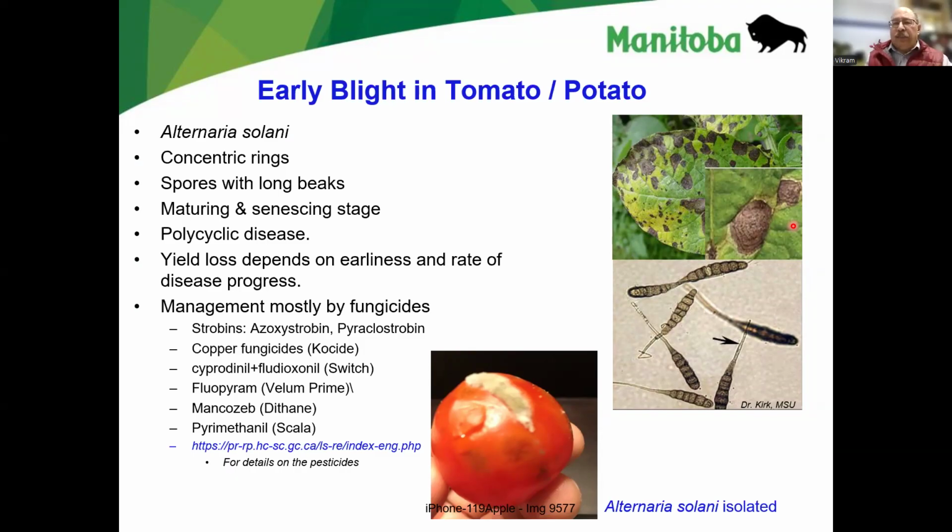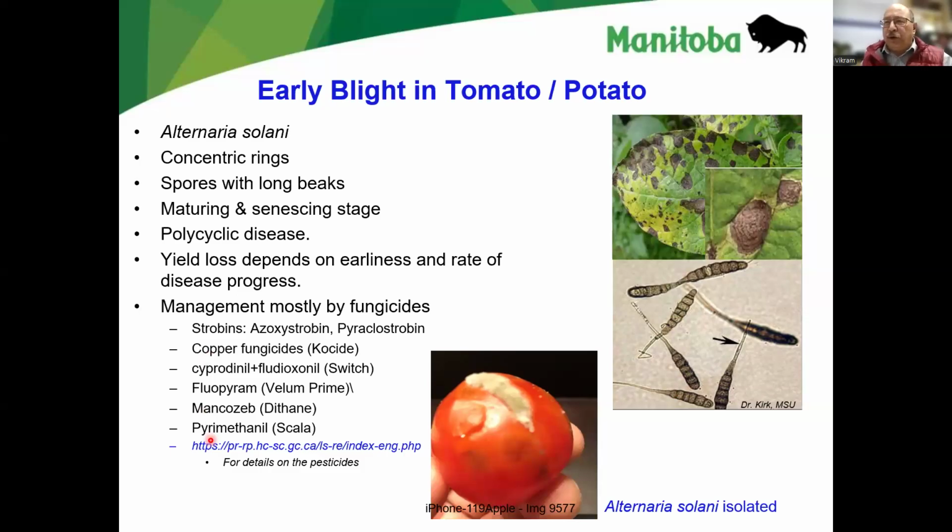To confirm that it is the same fungus, we look at the long-beaked spores under the microscope. The disease can spread very fast. It usually comes when the plants are stressed, and high humidity and moisture are a precursor for good infection. There are a lot of fungicides which are available for the control of early blight.